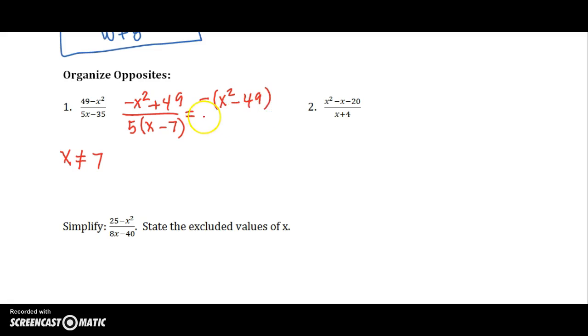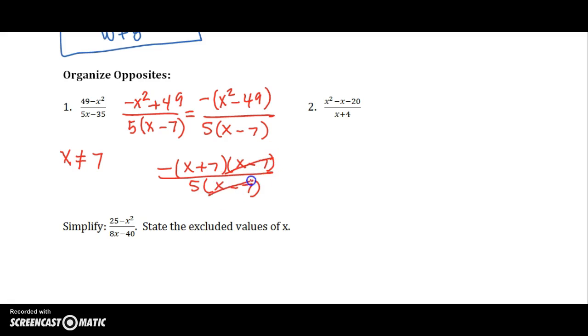That is a difference of squares. Remember difference of squares? That means I'm going to have x plus 7 and x minus 7 in my numerator over 5 times x minus 7. And the x minus 7's cancel. So my final answer is negative, and you leave it out front, negative x plus 7 over 5. And that's your final answer. You can change it and make them all negative, but let's just leave it out front.